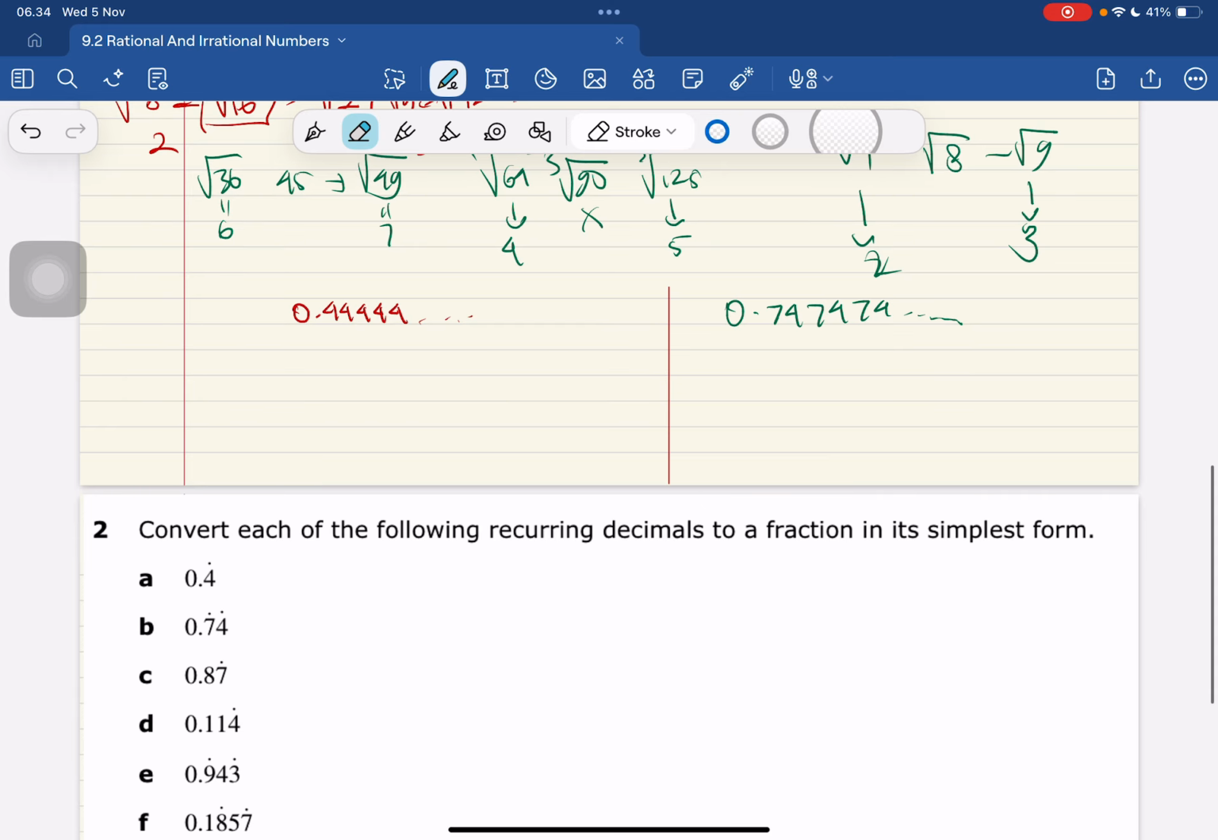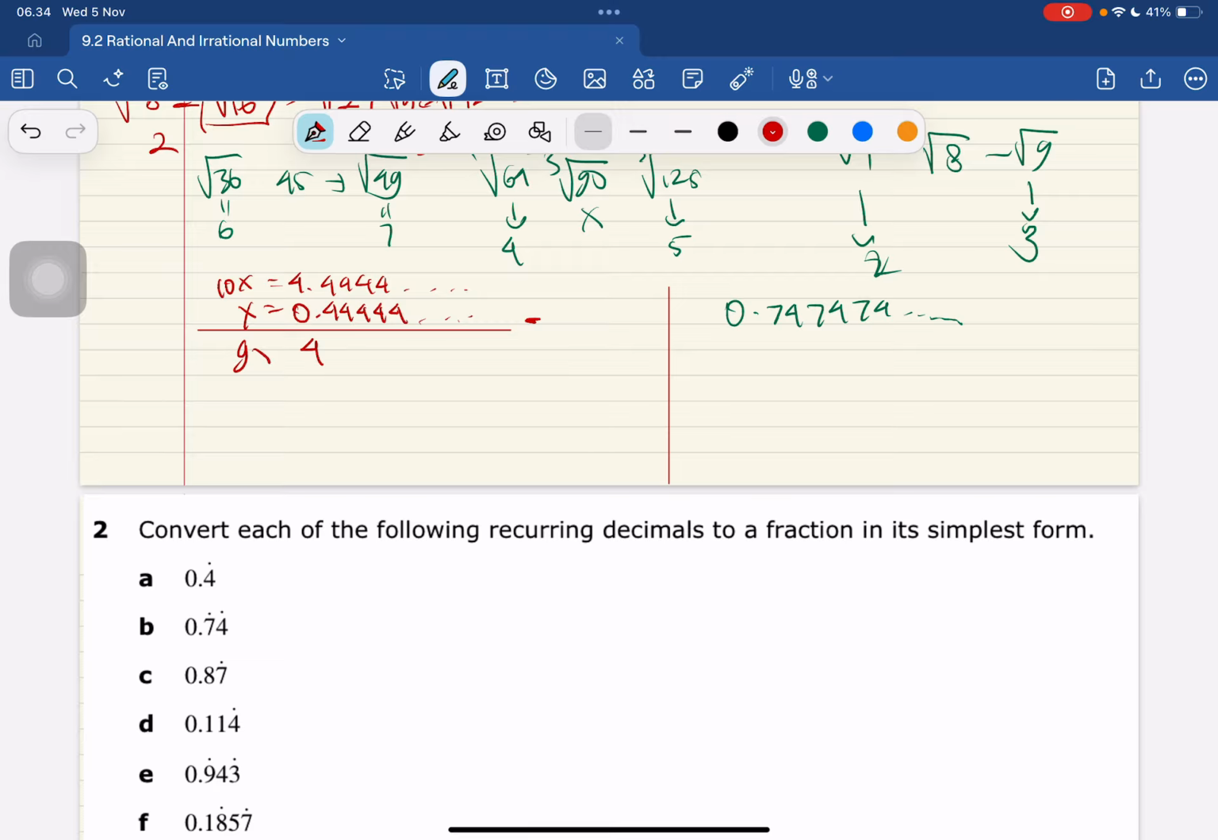So let's start with A first. Let's say x equals 0.4444. Now let us multiply it by 10. It's going to be 4.4444 unlimited. So we can subtract it. So this is going to be 4 and this is 9x. So the fraction is going to be x equals 4 over 9.